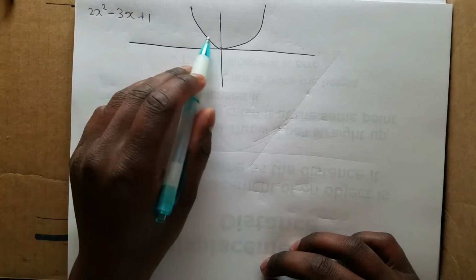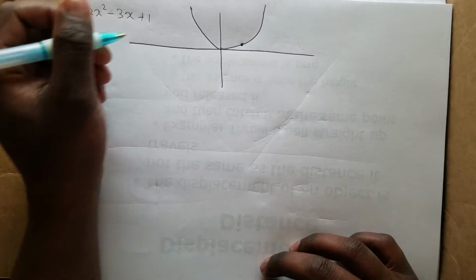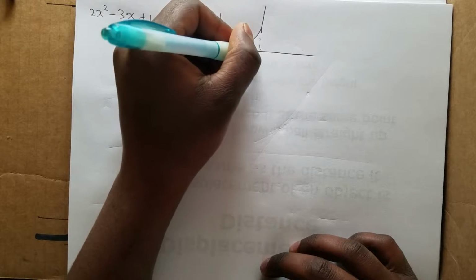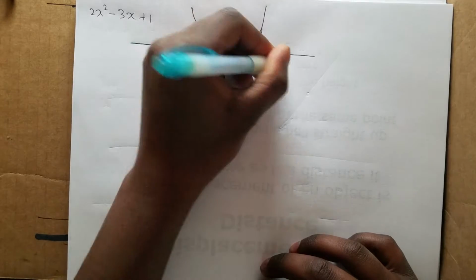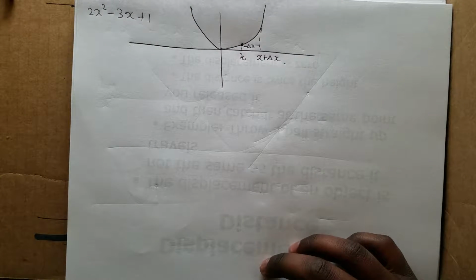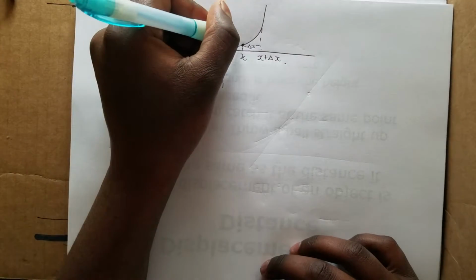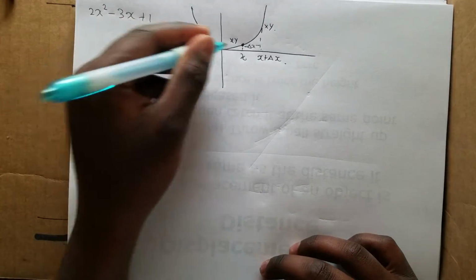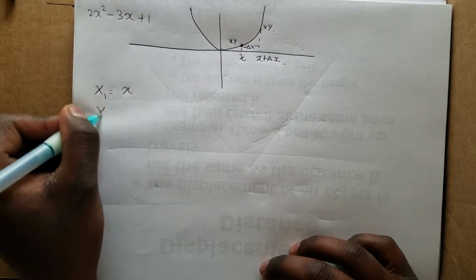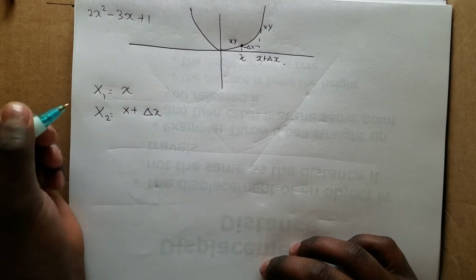So to find the slope of this tangent line, you pick a point here on the curve. You call that point x. If this point is x, then the point next to it would be x plus delta x, because from here to here is delta x. Now you find the x and y coordinates. The x coordinate of x1 would be x, and x2 would be x plus delta x.